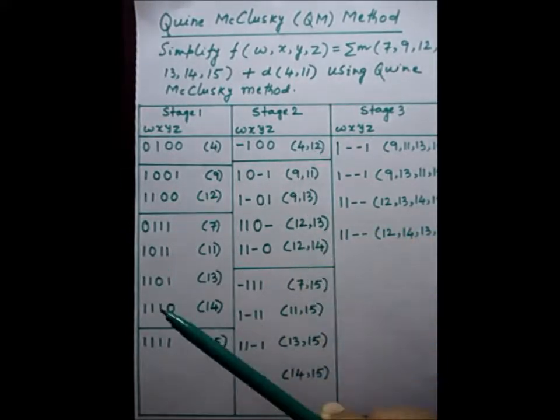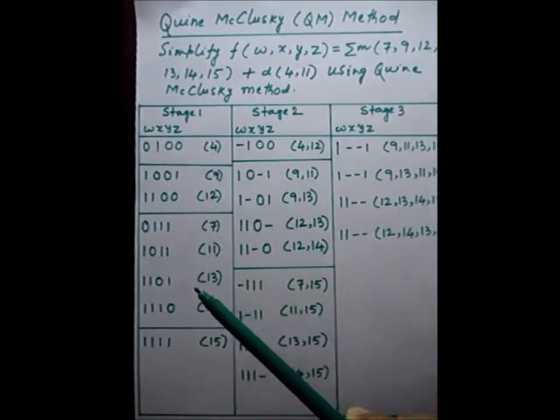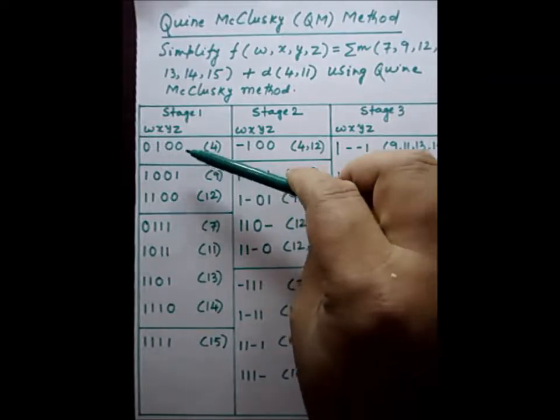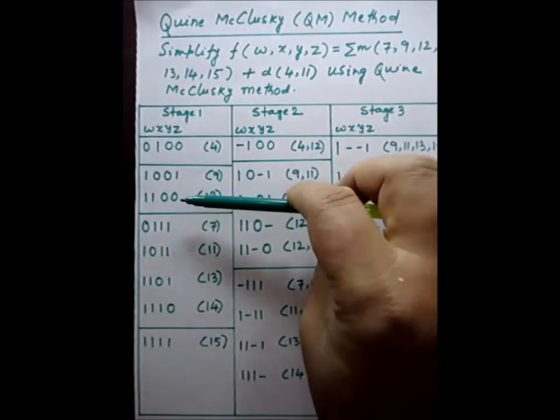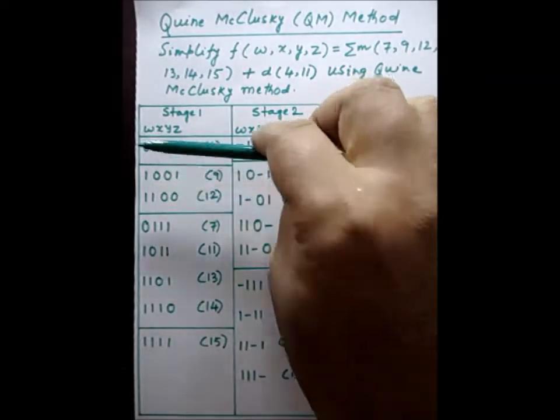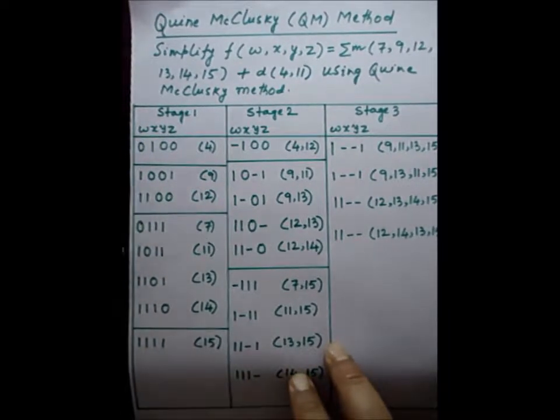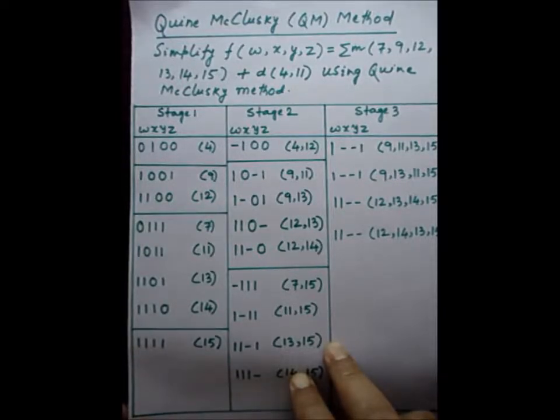That means 4 and 11 are also included here, and then exactly in the same way we group them in the first stage. We group them according to the number of ones available. In this group the number of 1s is 1, then 2, then 3, then 4, and we grouped them according to the number of ones available.